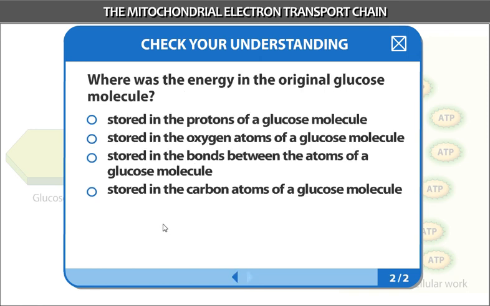Where was the energy in the original glucose molecule? Stored in the protons of a glucose molecule, stored in the oxygen atoms of a glucose molecule, stored in the bonds between the atoms of a glucose molecule, or stored in the carbon atoms of a glucose molecule. The correct answer is stored in the bonds between the atoms of a glucose molecule.